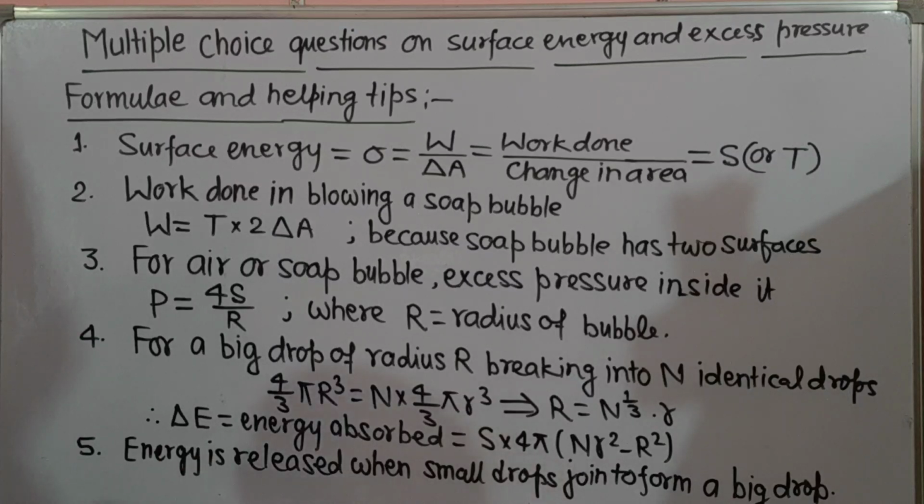Next, energy is released when small drops join to form a big drop. Thus, we see that energy is absorbed during the breaking of a big drop into smaller drops, whereas energy is released during the formation of big drop from smaller drops.